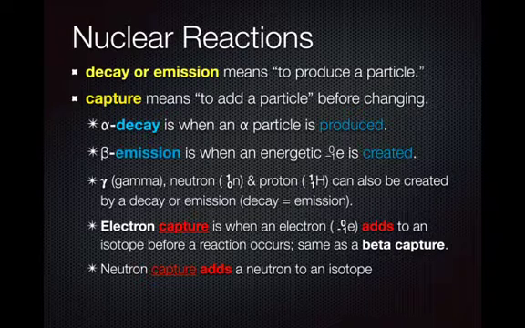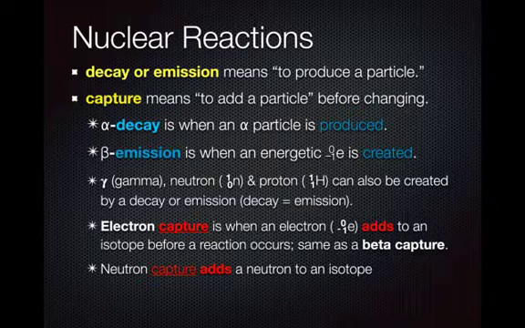Some terms you need to know are decay, emission, and capture. Decay and emission mean to make or produce a particle, and capture means to add. So here we have alpha. That is a Greek alpha sign, or Greek A. Alpha decay is where that alpha particle is produced, and that's a Greek B, beta particle, where an energetic electron is produced.